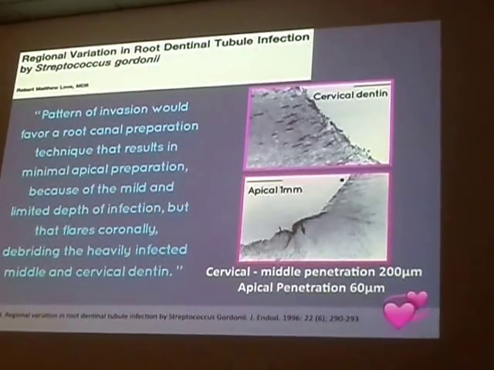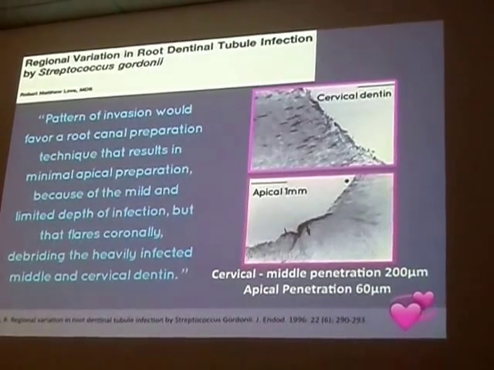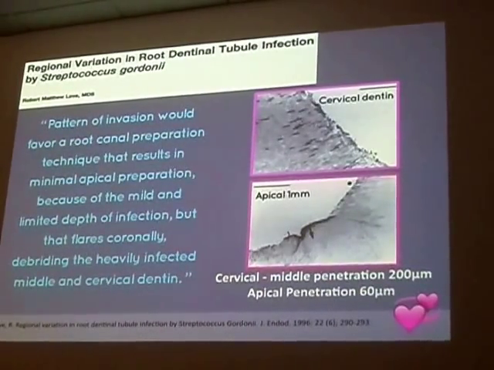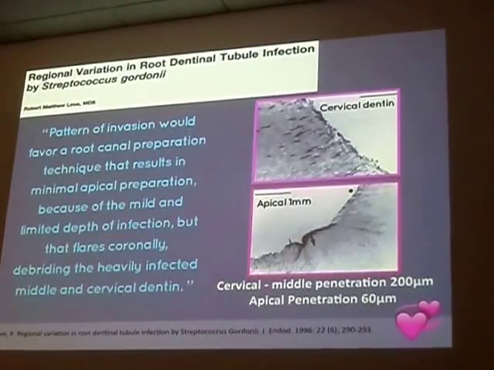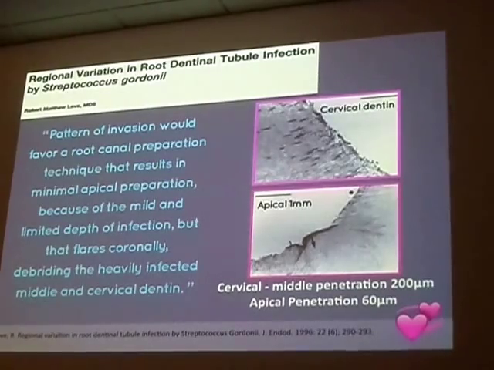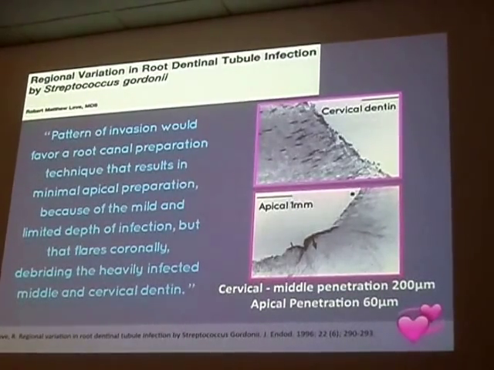And what he finds is that we actually have a greater bacterial penetration in the coronal and middle aspect of the tooth as opposed to the apical aspect. So in the coronal and middle aspect, we have about 200 micrometer depth of bacterial penetration compared to about 60 micrometers at the apex.